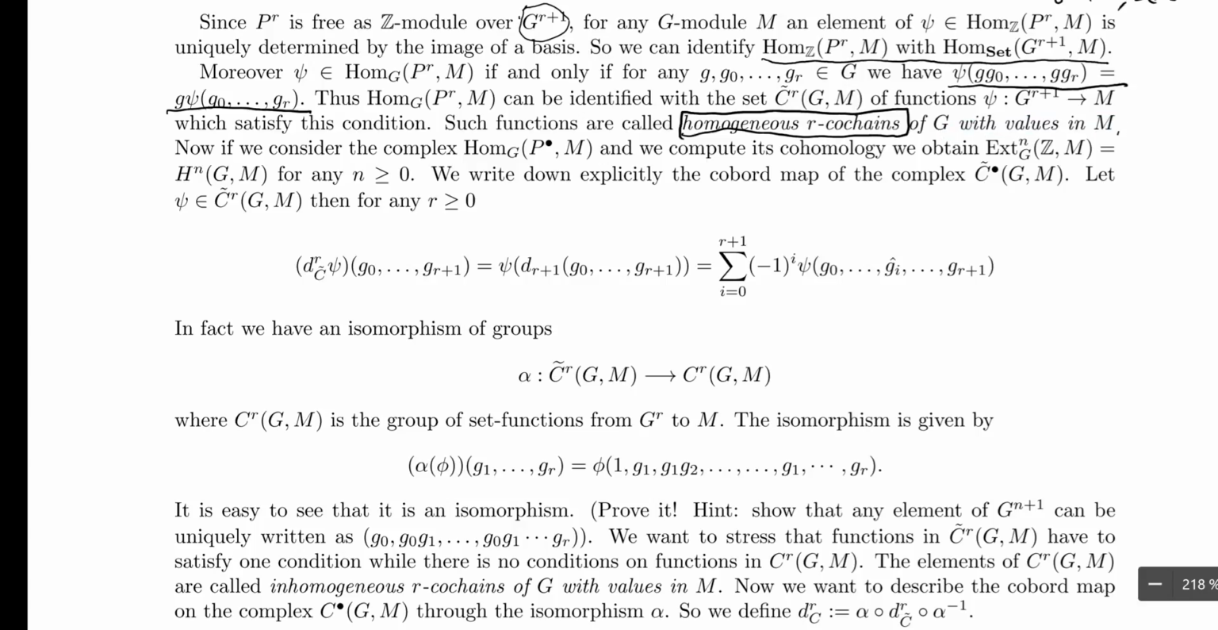Now if we consider the complex of homomorphisms from P_R to M in the category of G modules, and we compute its cohomology, we obtain the Ext groups, the nth Ext group, which equals the nth cohomology group of G. We write down explicitly the coboundary map of the complex. It's like this.